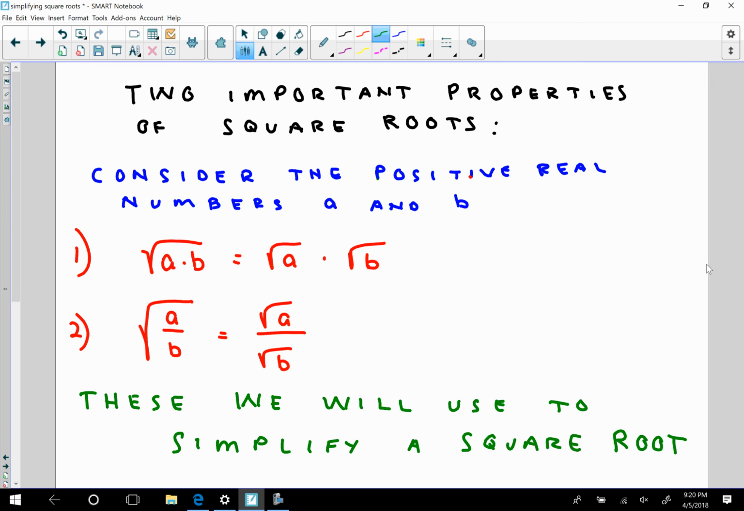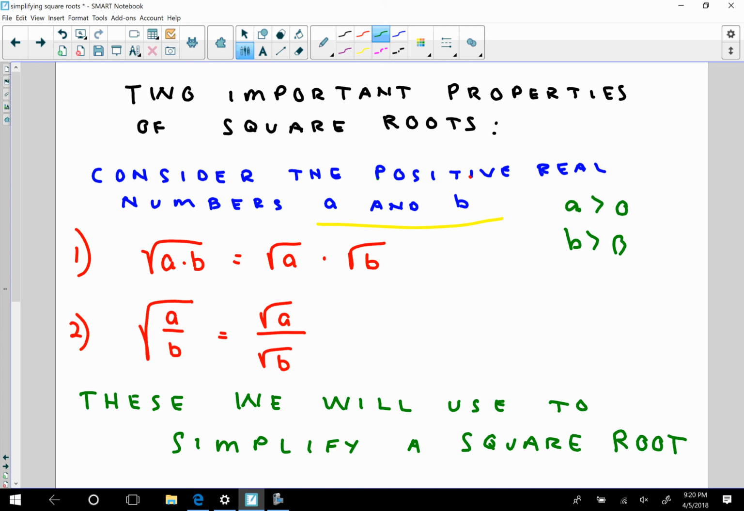Two important properties of square roots, and we will use these properties to help us simplify square roots. So let's consider the positive real numbers a and b. And we're going to let both of those be positive. A is going to be positive, and b is going to be positive. Both are going to be greater than 0.